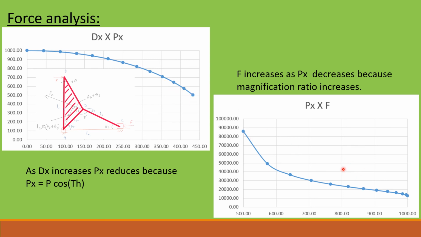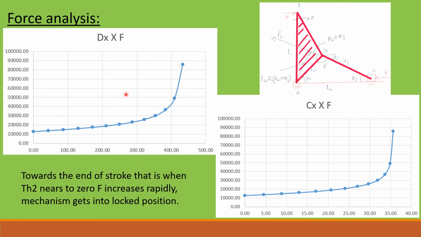In this graph we have plotted Px versus F. As Px reduces, F increases, because the magnification ratio is going to increase. In this graph, we have plotted dx versus F, that is, dx is the position of point D and F is the force on the slider. Here in this graph, we have plotted Cx versus F, where Cx is the position of the slider and F is the force on the slider.